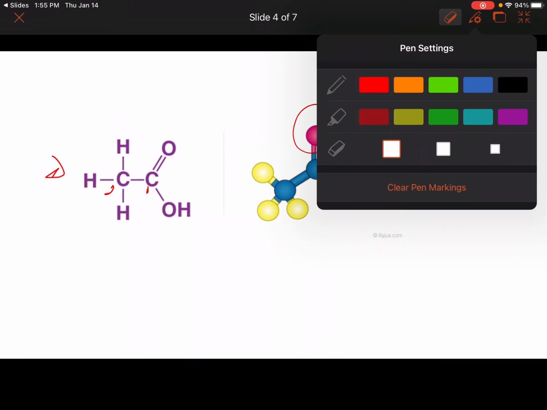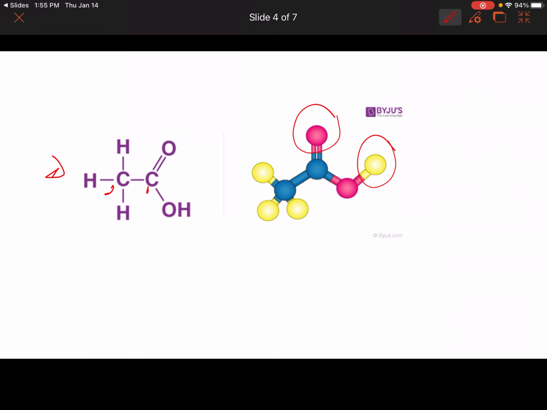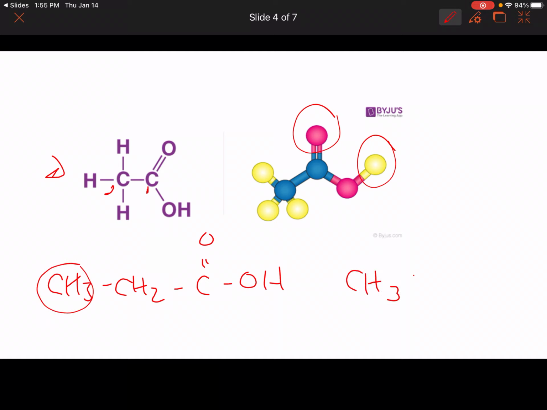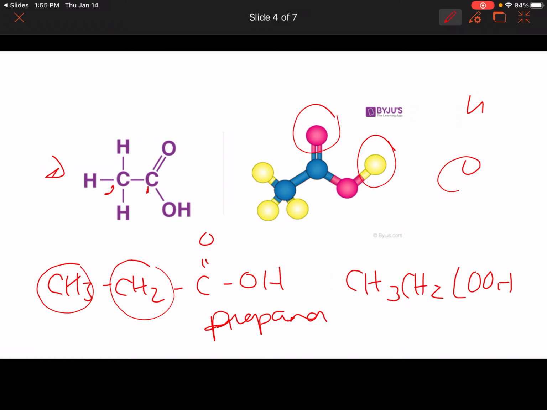I'm going to draw out propanoic acid because I missed that. Propanoic acid is just going to be this one here. You can also see it written as CH3, which is here, CH2, which is this one, and then COOH. That would be another way of writing this, and this is called, instead of propane, of course, propanoic acid. Okay, sorry about that, guys.